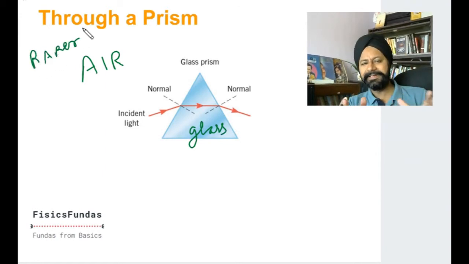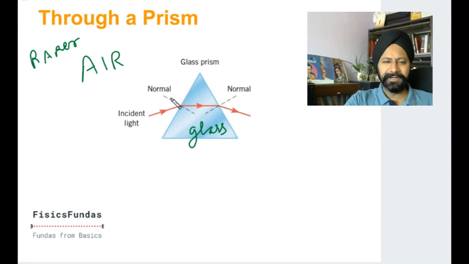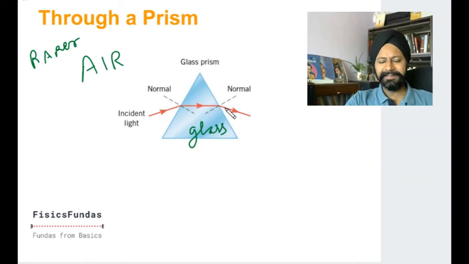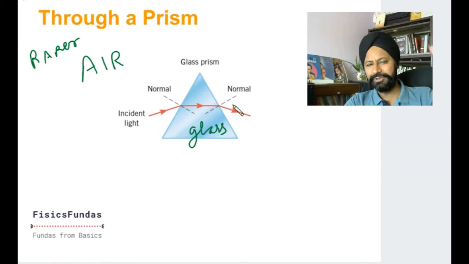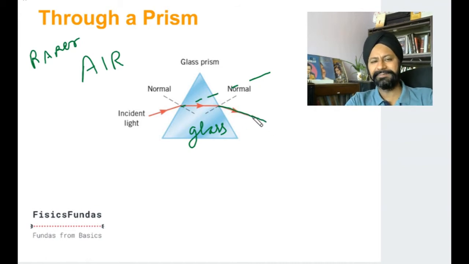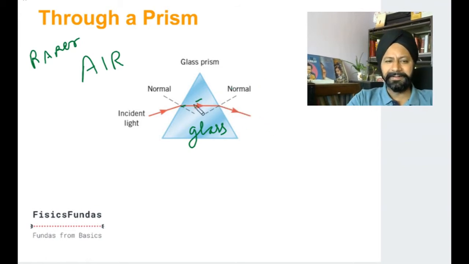So rarer to denser, it has to bend towards the normal. First of all, I draw this normal here. The angle of refraction is less. It has bent towards the normal. Now on the other side, you do the same thing, the light has to bend away from the normal. Because of the geometry of the prism, the light was actually going in this path and it is going in another path. So light has been bent. Now the angle between the original path and the new path is called the angle of deviation.